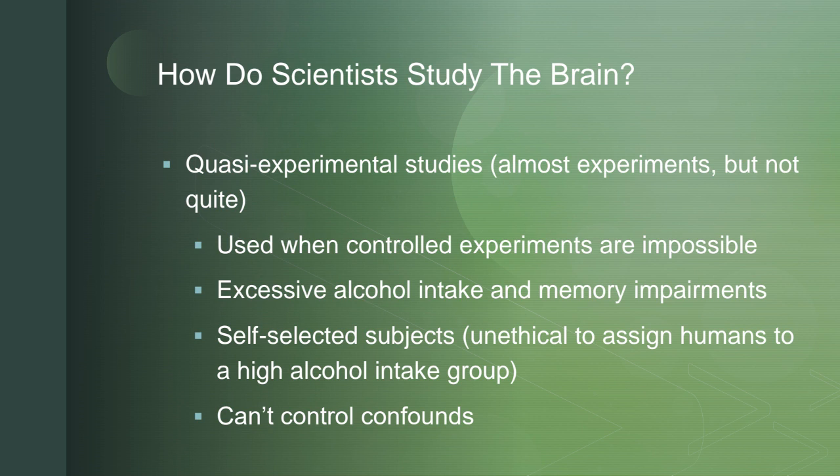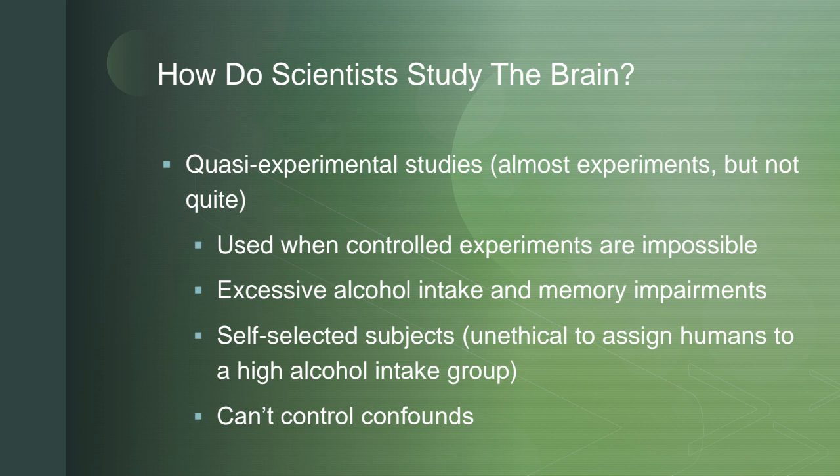If you're looking at, say, for example, excessive alcohol drinking and memory impairments, here we can certainly look at this. But in this type of real world situation, what we have is research subjects who have self-selected themselves into a specific condition, right? So excessive alcohol intake or not. So they have essentially self-selected themselves into these conditions. These subjects in the excessive alcohol intake group have assigned themselves to the treatment condition.